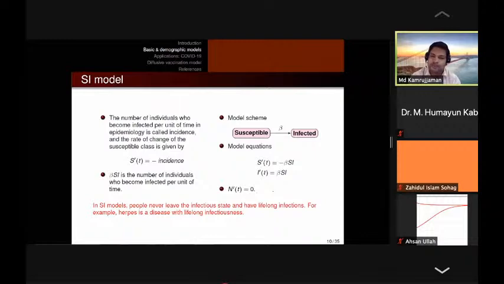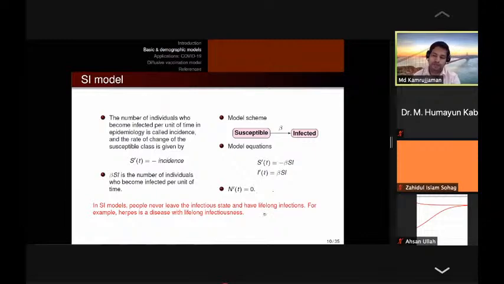So is there really any such disease? And this is the mathematical expression of this model. The total population N should be the sum of the susceptible and infected population, and the incidence of the total population is also zero. Definitely, the doctors and public health experts know better than mathematicians: in SI models, people never leave the infection state, they have lifelong infections. So what type of disease do we have?